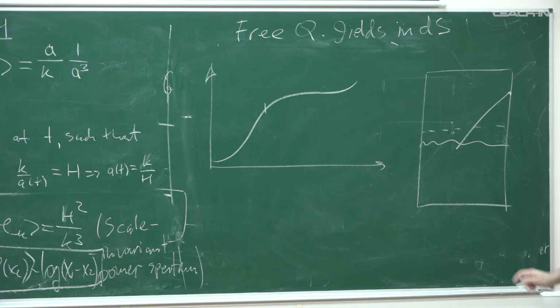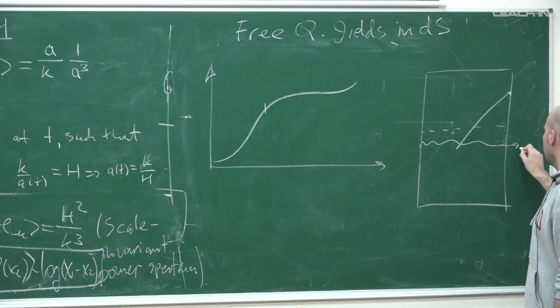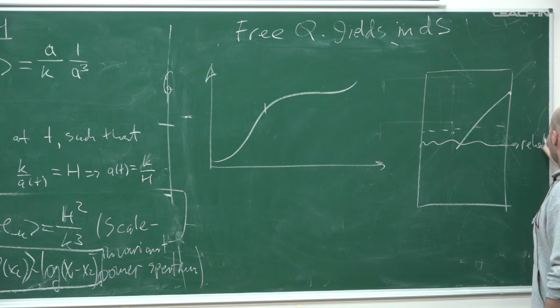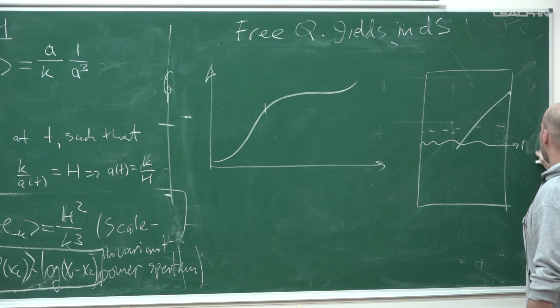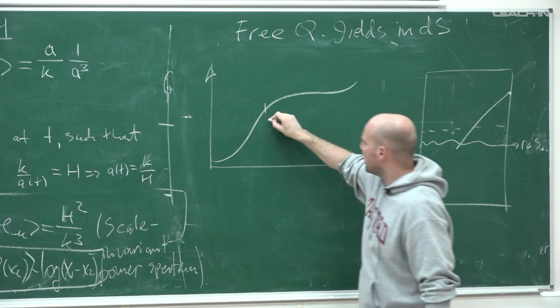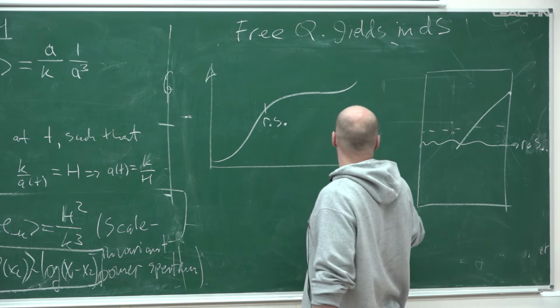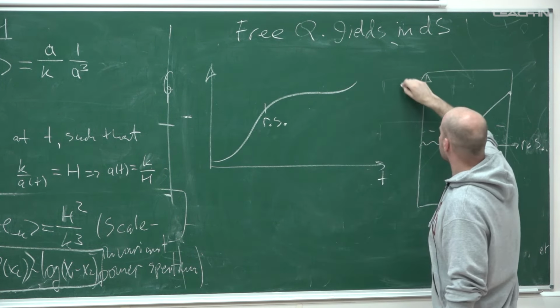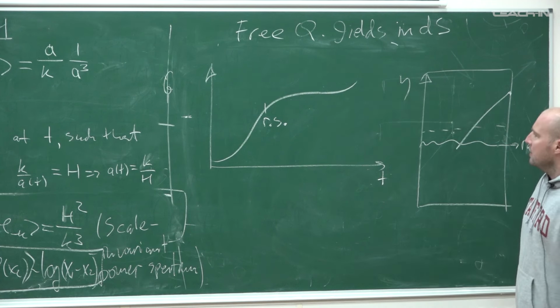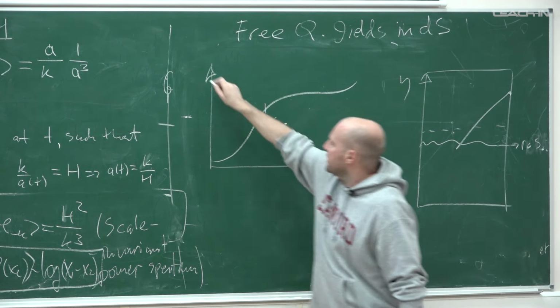Okay, I copied it. So now, what happens over here in the reheating surface? RS, reheating surface, which is somewhere here. Time goes up. This is conformal time going up. This is A, right?